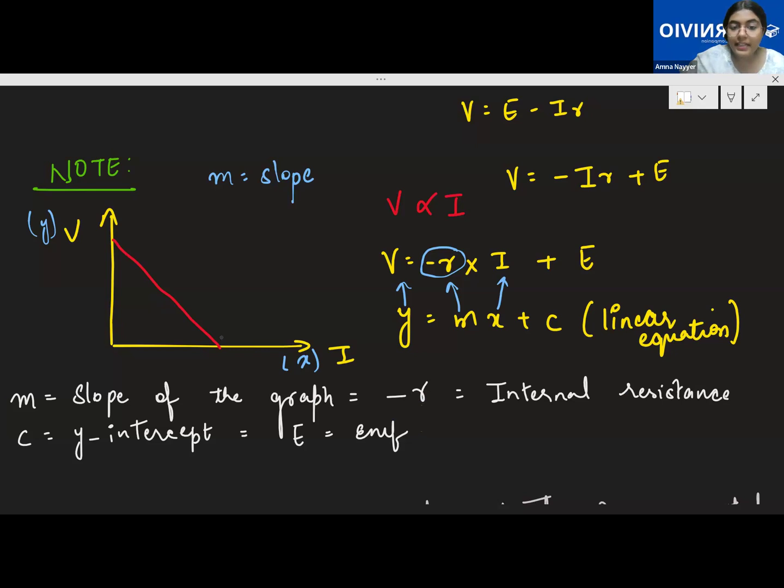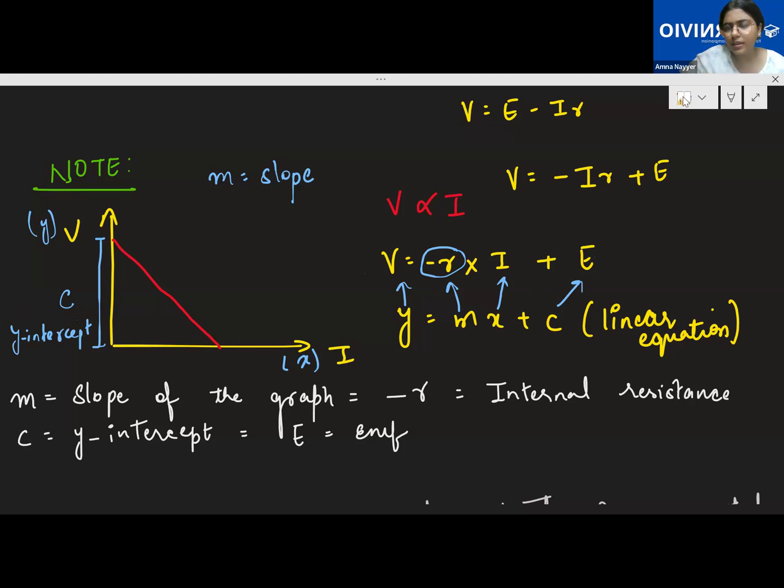And C is the y-intercept. Y-intercept means how much of the y-axis is being cut by the graph. So what is the y-intercept? The maximum value is the terminal potential difference, that is V. But this value is the EMF. So y-intercept will be EMF. So if sometimes the equations are given to you, please relate it with this. C is your y-intercept, meaning where the graph intersects the axis. Intersection and intercept are the same terms. So using this equation, you have to write this. Okay, so I copy down this one.